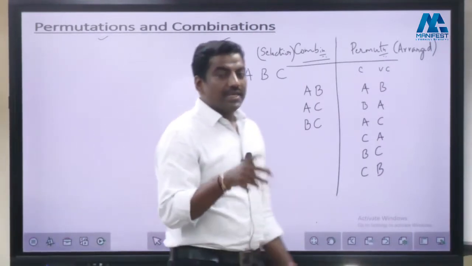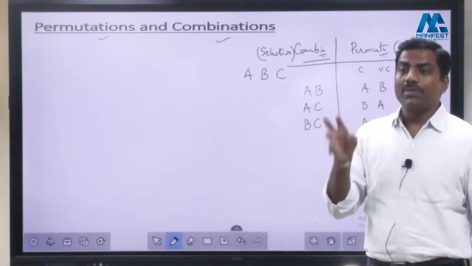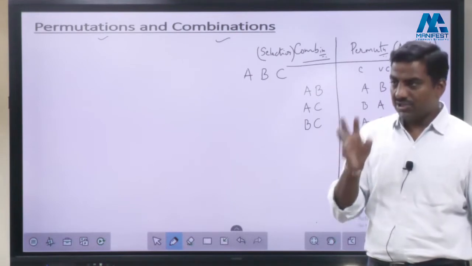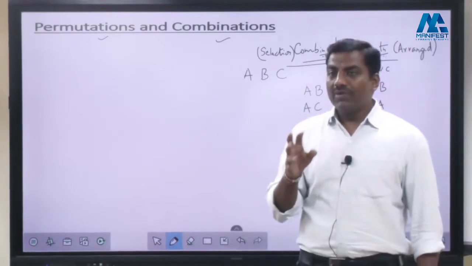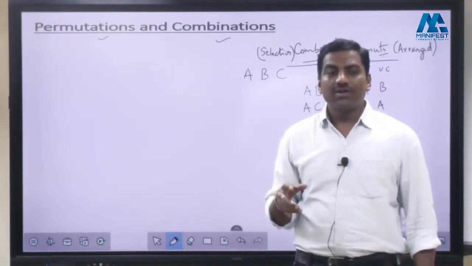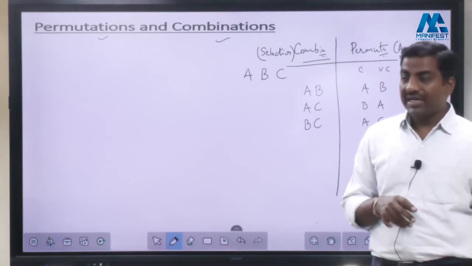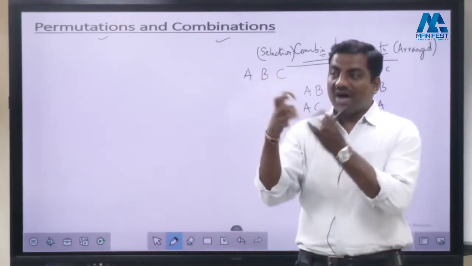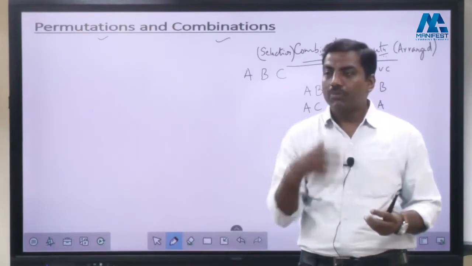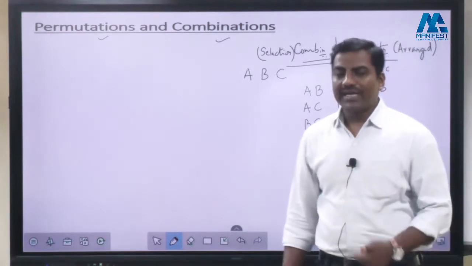So obviously, for a given situation, here selecting 2 people out of 3, always the permutations will be more than the combinations. We will get more permutations than combinations, because combination is just picking. After that, we arrange. So definitely permutations will be more than combinations. This has to be kept in mind. Understood? This is a small example.